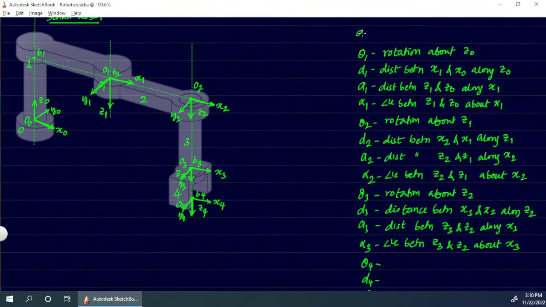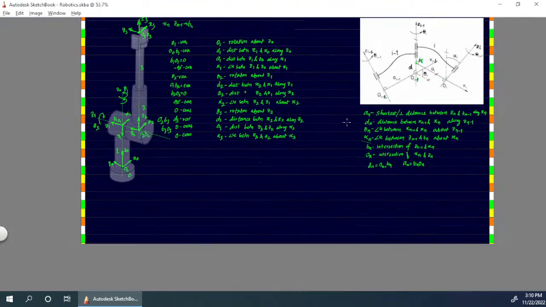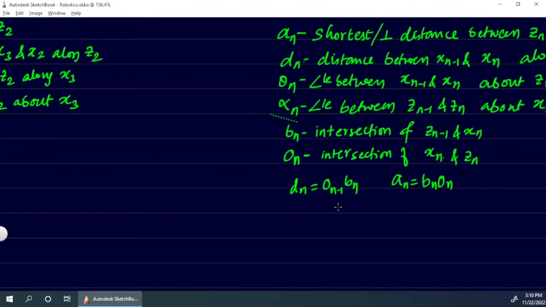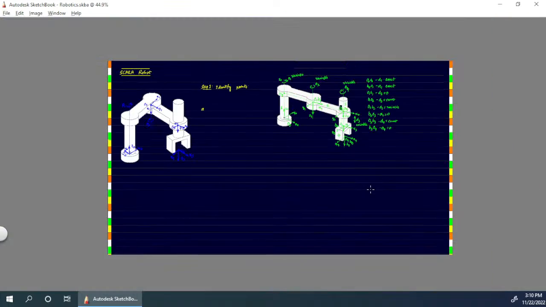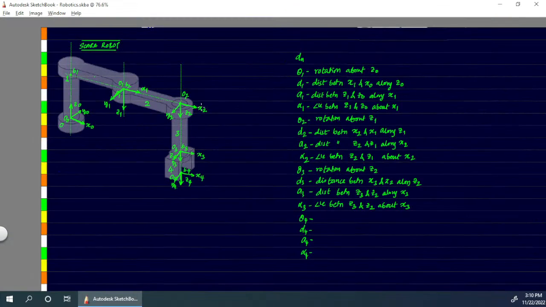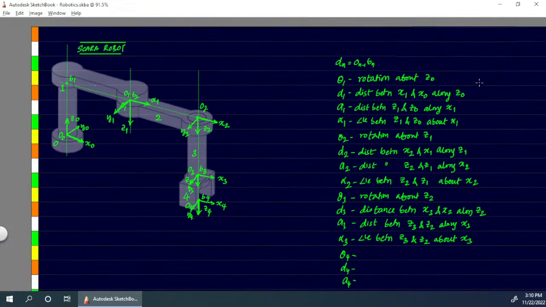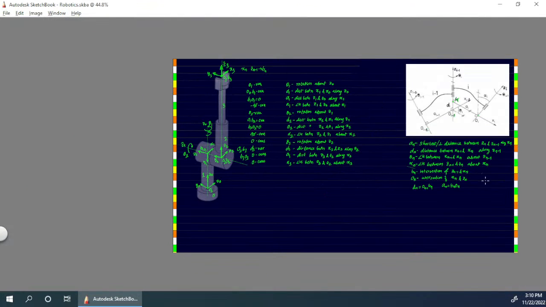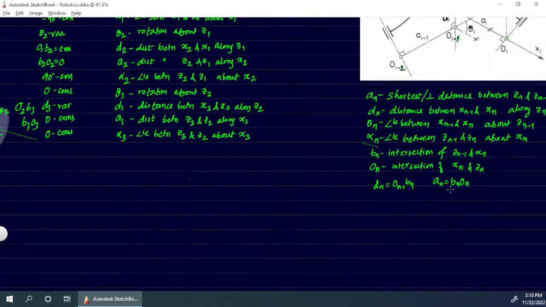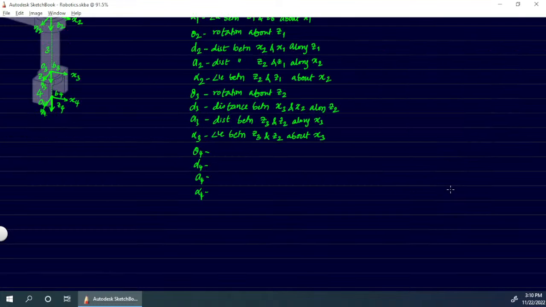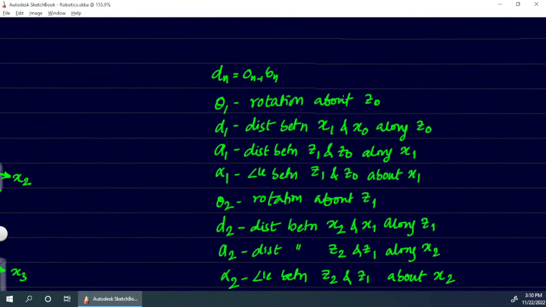Now d is the distance between the previous origin and the current Bn. So the previous origin, that is origin n minus 1, and the current b, that is Bn. Then in the same way, if you want to find the point an, that's the distance between Bn and On. So an is Bn to On.